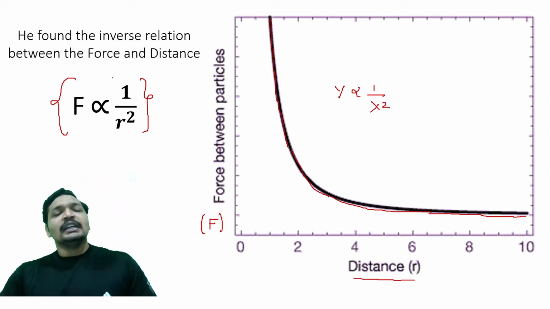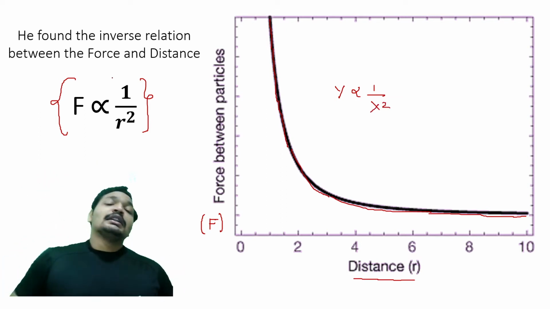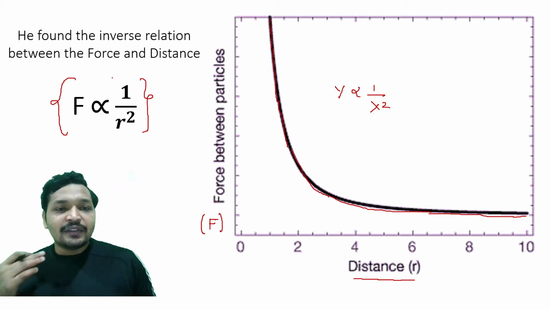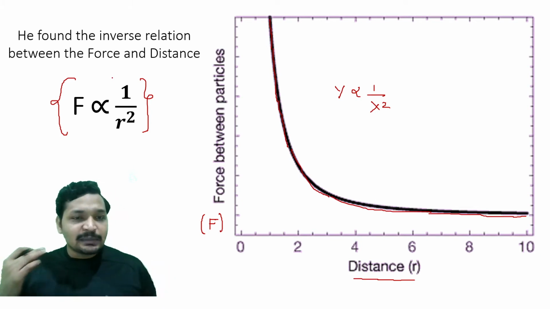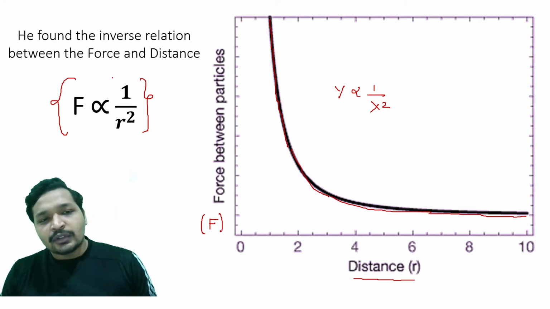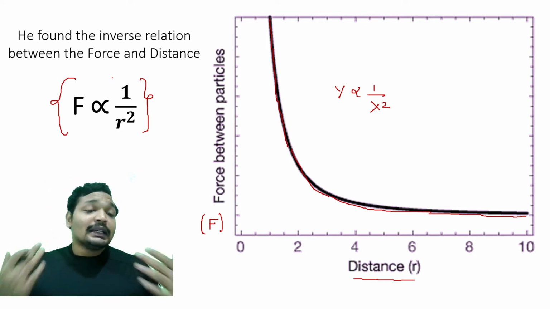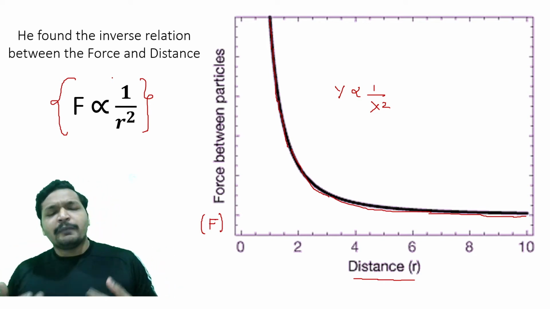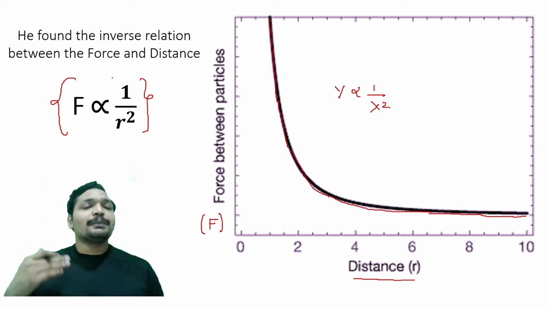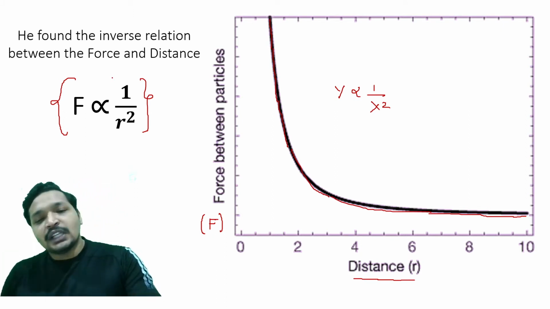So exactly. He found that the force is going to act along the line joining the charges, and there is an inverse square relationship between the distance between the charges and the force. And then we also found out a very interesting thing: it is proportional to the product of the magnitude of charges. The electrostatic force is proportional to the magnitude of charges.